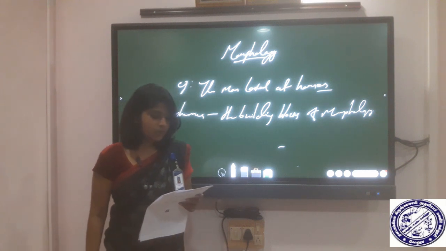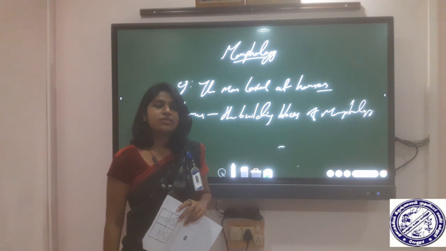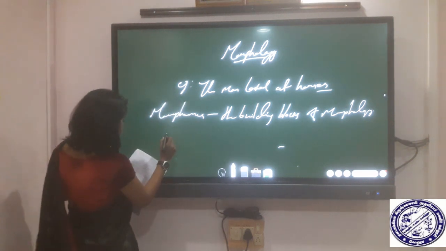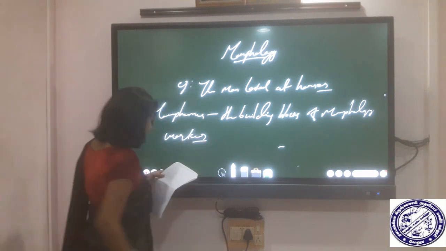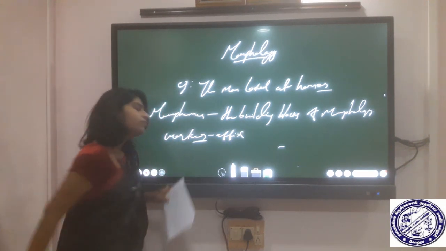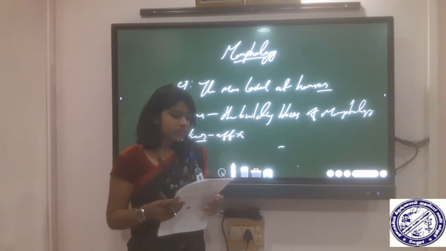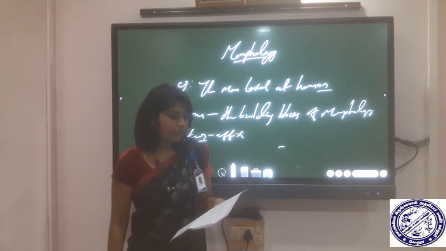The next one is complex words. Complex words have internal structure and consist of two or more morphemes. Example: worker. Here, ER is an affix. An affix is added to the root word to form a noun. So morphemes are the smallest meaningful units of language.